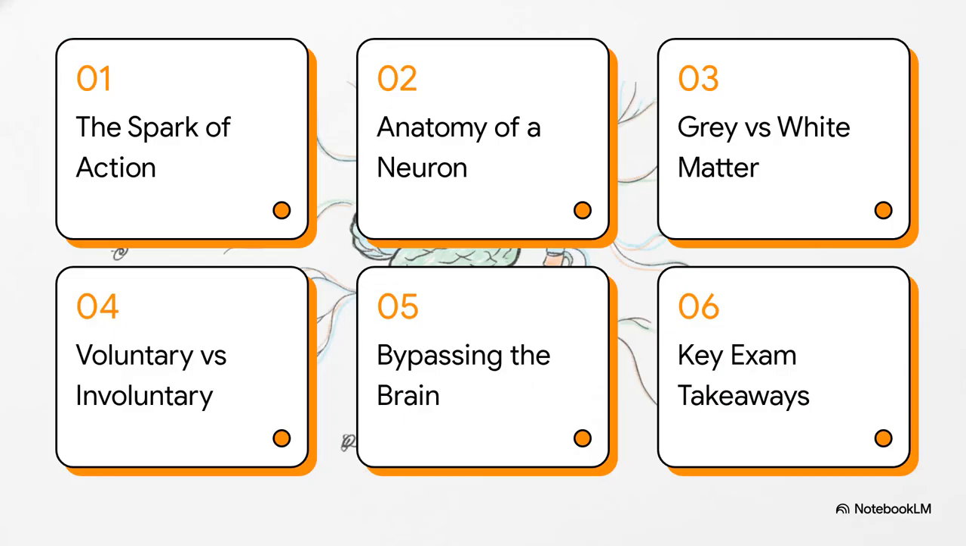Okay, let's quickly map out our agenda for today. First, we'll hit the spark of action. Then we're diving into the anatomy of a neuron. After that, we'll compare gray versus white matter, contrast voluntary and involuntary actions, check out how we bypass the brain entirely, and finally, wrap up with those key exam takeaways.